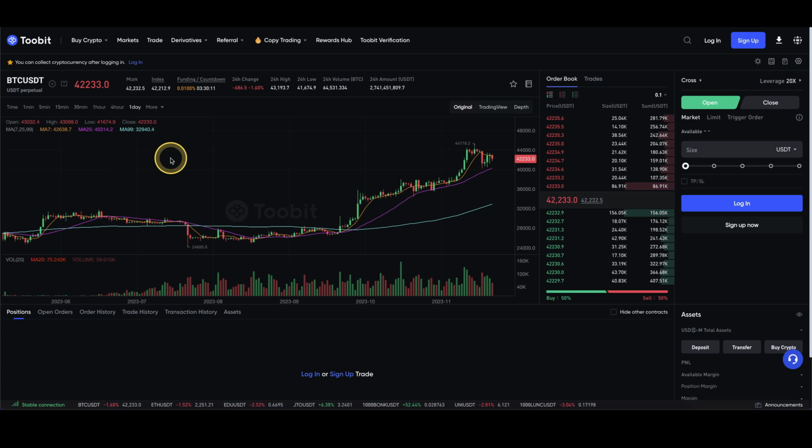In this video, I will show you all the different fees when leverage trading on the platform Toobit. We will take a look at what fees there are, how high they are. I will show you some examples and a comparison to other exchanges.